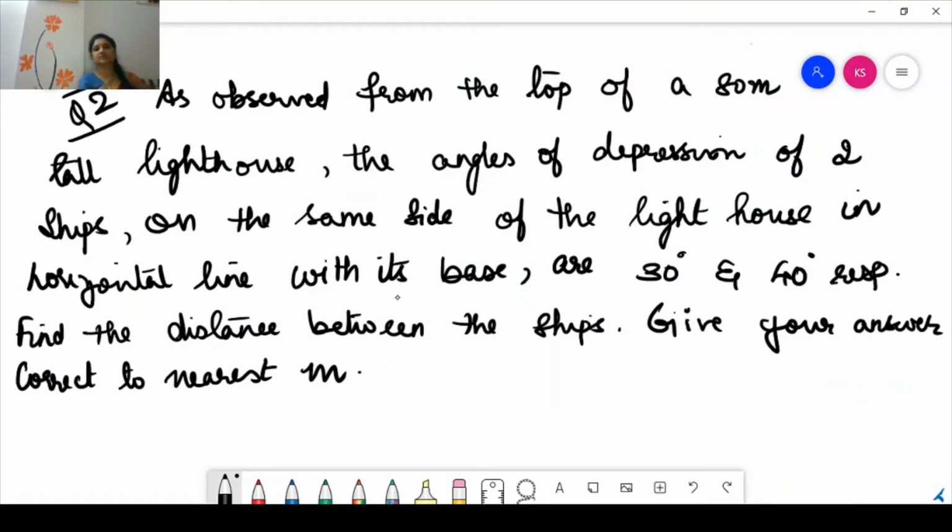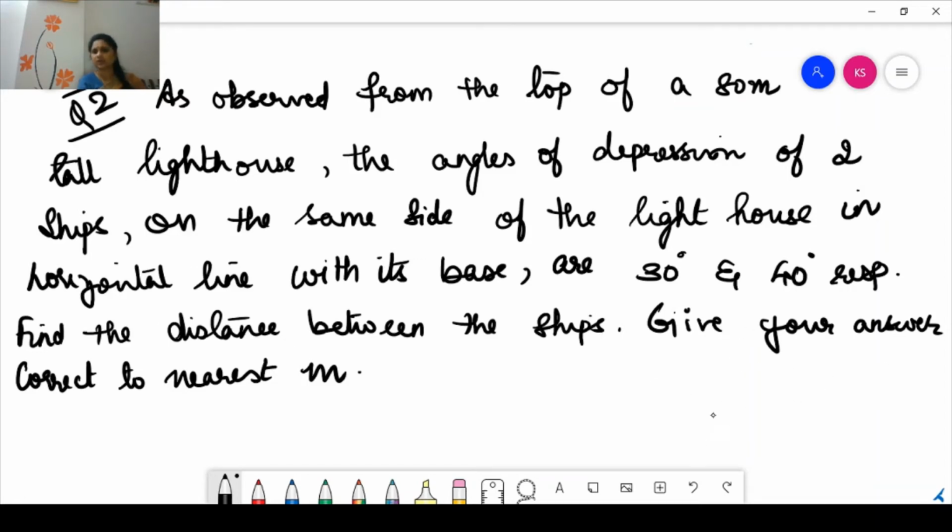The next question is, as observed from the top of a 80-meter tall lighthouse, the angles of depression of two ships on the same side of the lighthouse in horizontal line with its base are 30 degrees and 40 degrees respectively. Find the distance between the ships. Not only that, give your answer correct to the nearest meter.